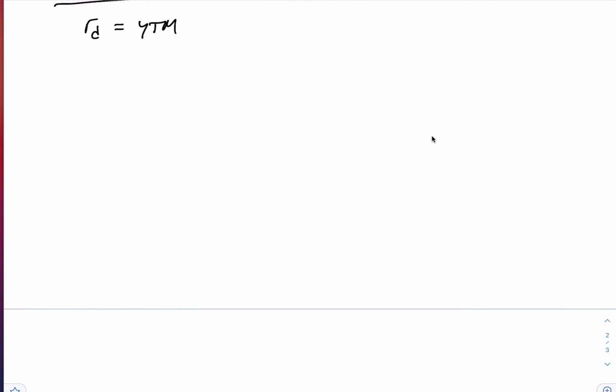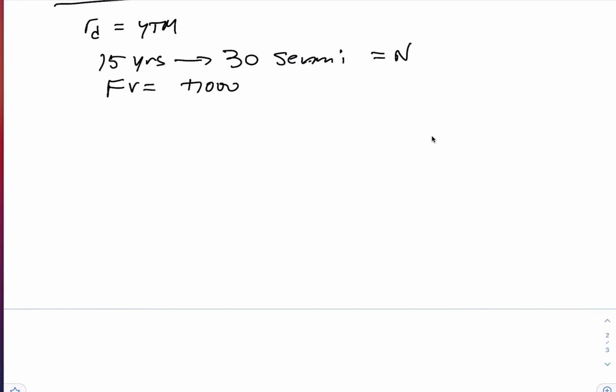And so we have a bond that has 15 years maturity, which means it's 30 semi-annual periods. And that equals N. So N is 30. The future value is going to be $1,000. That's the face value you get back from the bond. The payment for the bonds is going to be the coupon of 12%, chopped in half to get it on a semi-annual basis, times the $1,000 face value of the bond, $60 per semi-annual period.